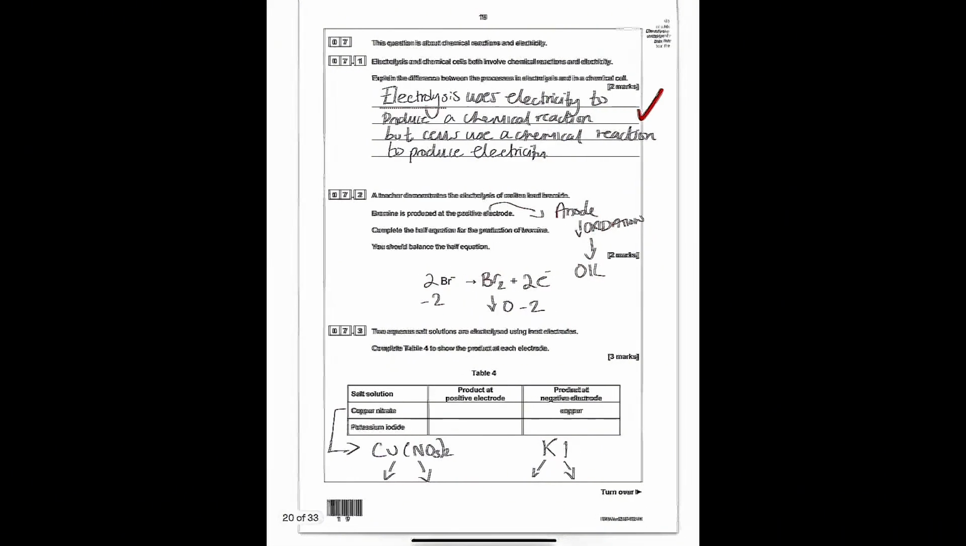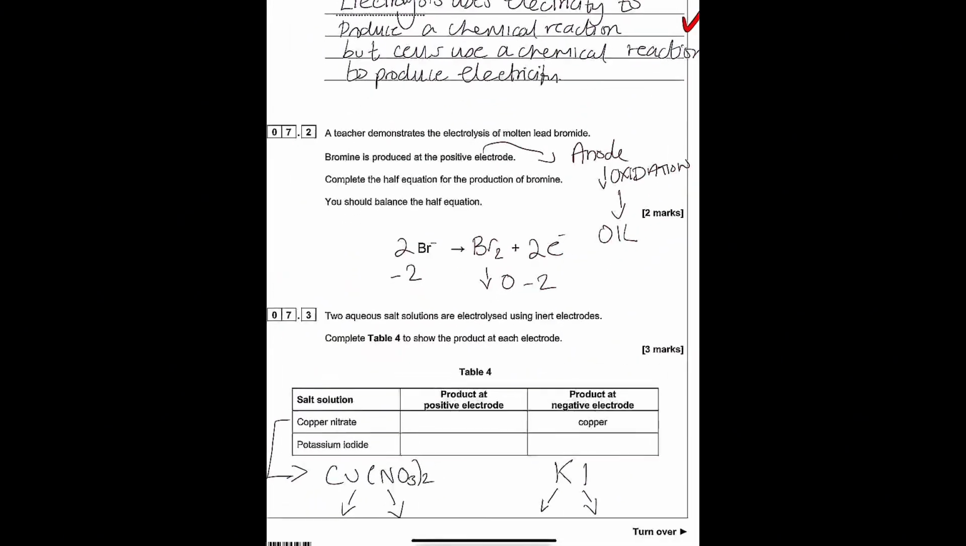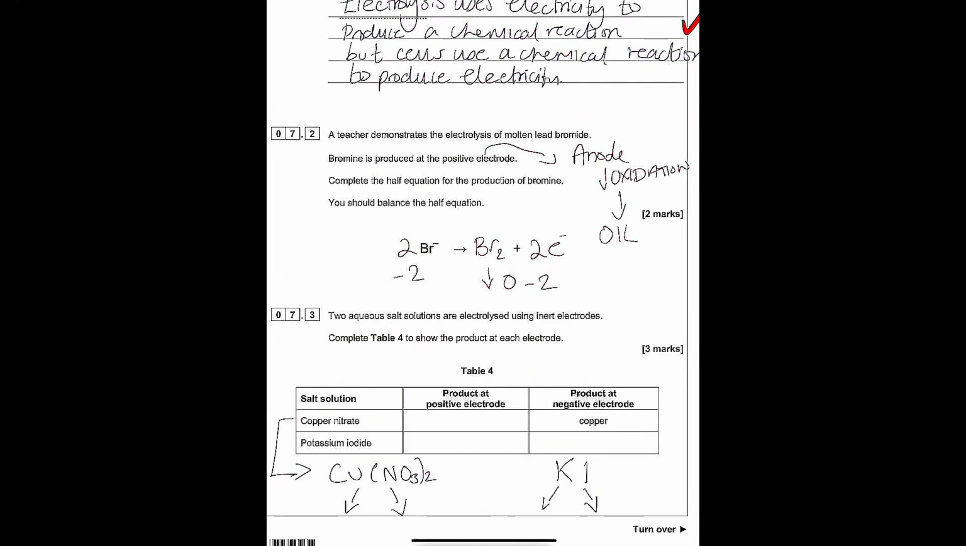Okay, now let's go for 7.3. I'm just going to zoom in a little bit. 2 aqueous salt solutions are electrolyzed using inert electrodes. Inert means it doesn't react with anything. Complete table 4 to show the product at each electrode. So let's start with copper nitrate solution, meaning it's dissolved in water. So here's the formula for copper nitrate.